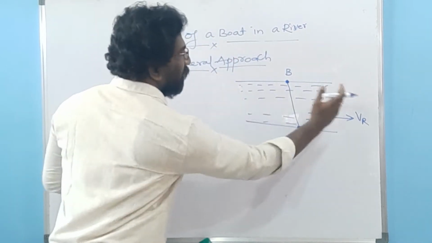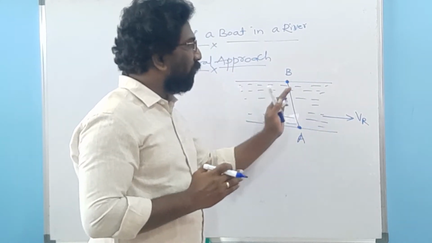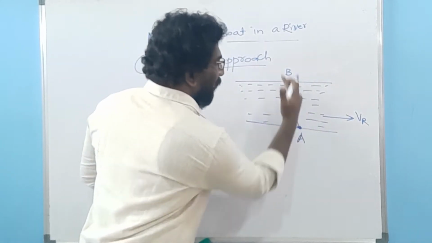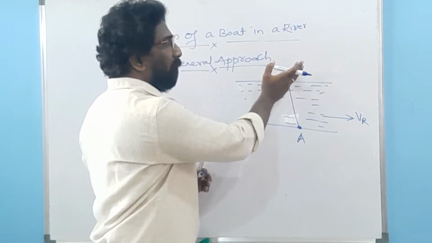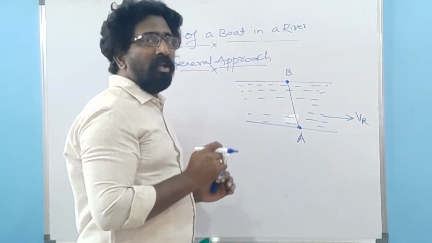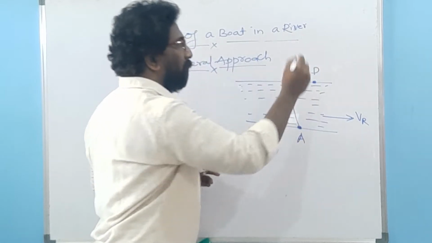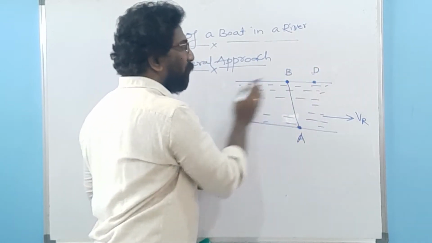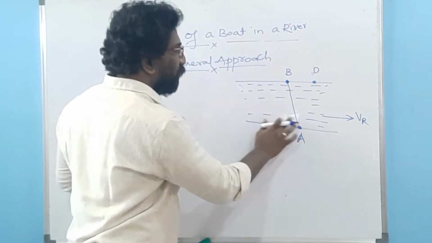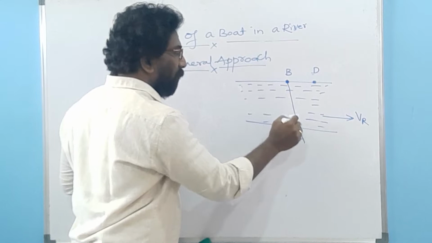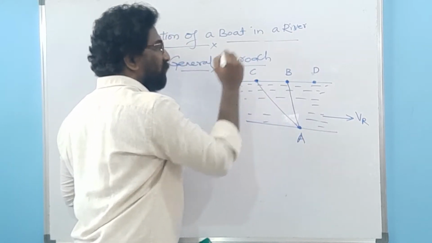Whenever water is flowing in this direction, we know that it will be flowing with a force. If a boat is traveling in this particular direction, what happens? The boat might not reach point B, which is our actual point where we are supposed to reach. But because of the force, the boat might reach a point D over here. So for that, the boat has to sail in this direction, expecting that the boat will reach point C.